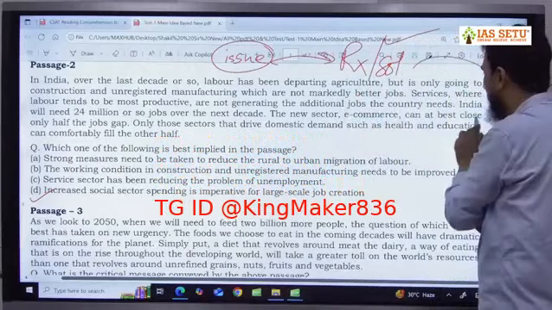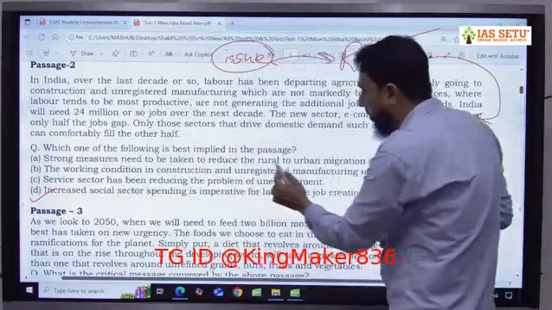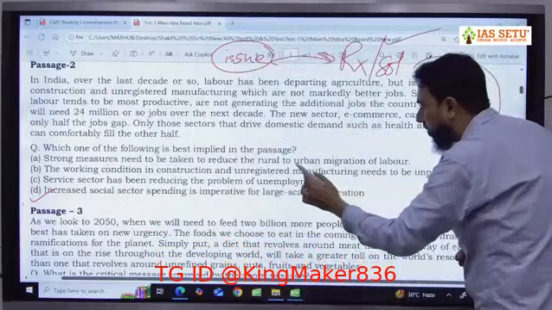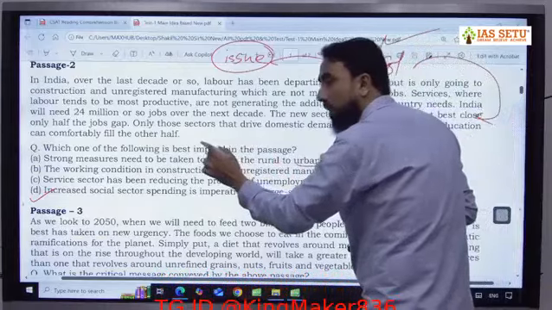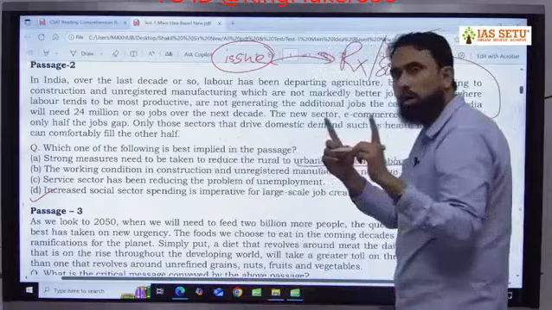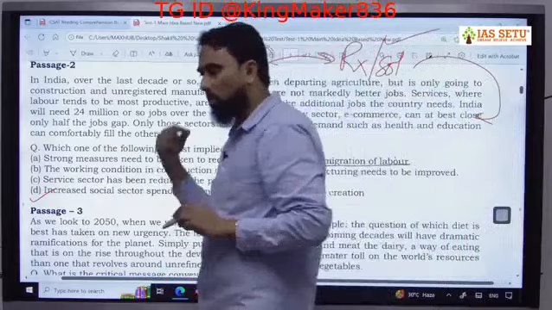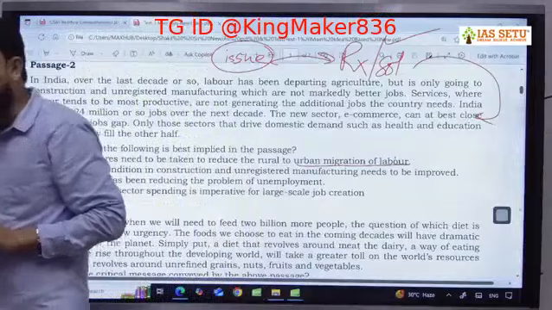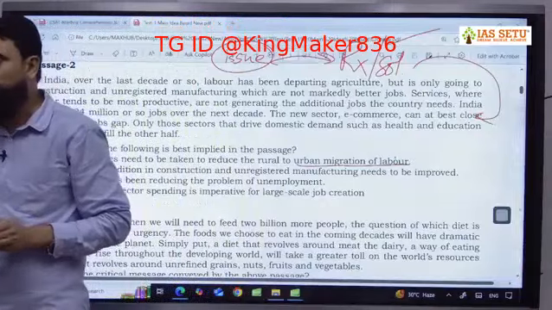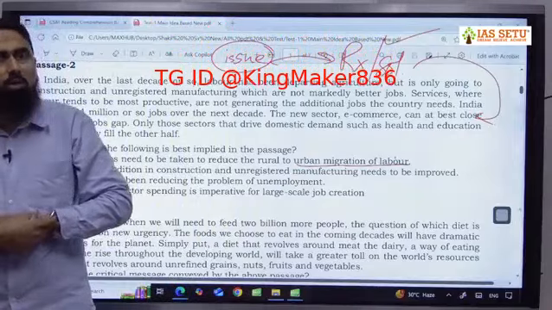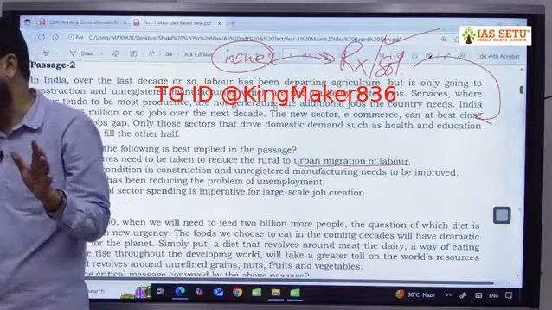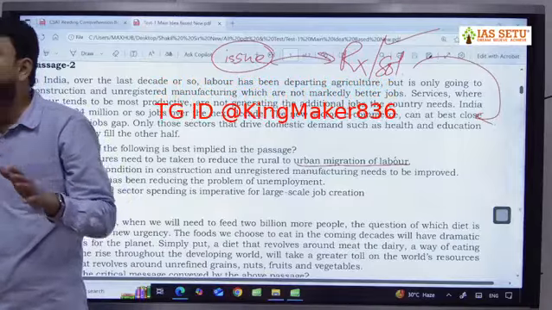This part, while making the point, he says over the last, ये कहता है option A, strong measures need to be taken to reduce the rural to urban migration of labor. If you choose this option, dear, question is that what is best implied? Best implied, implied is that author wants to convey his main point, but he has not said it very openly. The moment you come across a question of implied, it means the author has not said it openly in the passage, but he meant to say it.